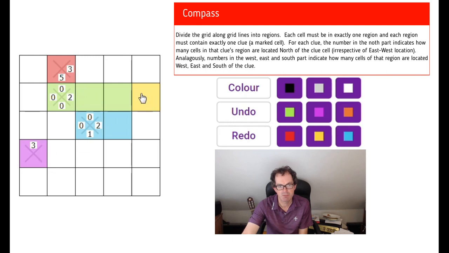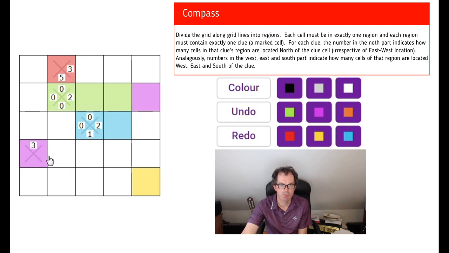Now, to be in the red region, 1, 2, 3, this would be the fourth square to the right of the red region. So it doesn't seem like it could be in the red region. And obviously if we come down, then the moment we start going this way, 1, 2, 3, 4, 5, so we're going to breach this 3 condition. So this square here, believe it or not, is part of the purple region.